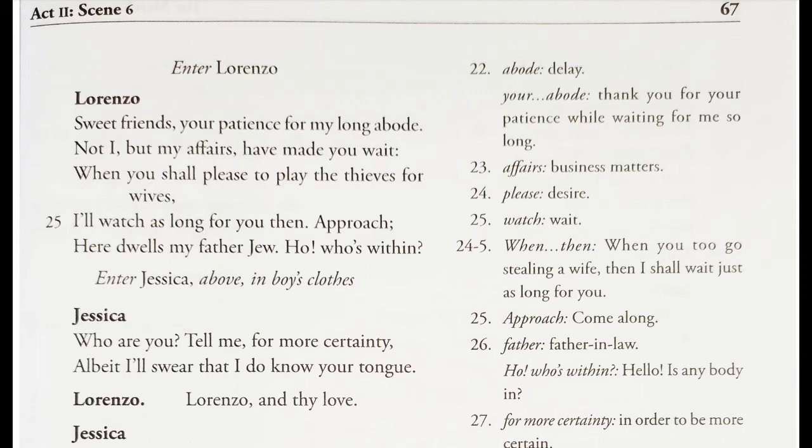"Approach, here dwells my father Jew." Now let's move forward, come along. "This is the house where my father-in-law, Shylock the Jew, lives. Ho, who's within?" And he gives a call from outside. "Ho, who's within?" Enter Jessica above in boy's clothes. Now Jessica immediately appears in the balcony up above. They are in the street and they look up, and Jessica is standing there. She is wearing the clothes of a servant boy.